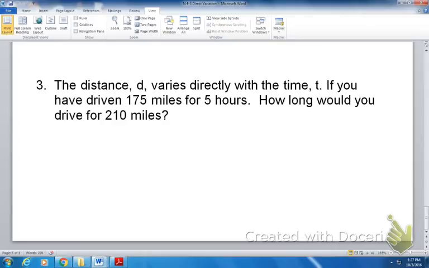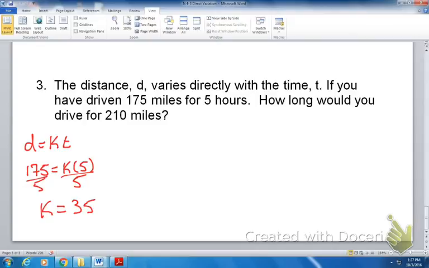The distance d varies directly with time t, so it's like d is our y value. So d equals kt. It says if you have driven 175 miles for 5 hours, how long would you drive for 210 miles? So we have our distance d is 175 equals k times our time, which was 5 hours. So again, we just solve for k. 175 divided by 5 is 35, so that's what our k is.